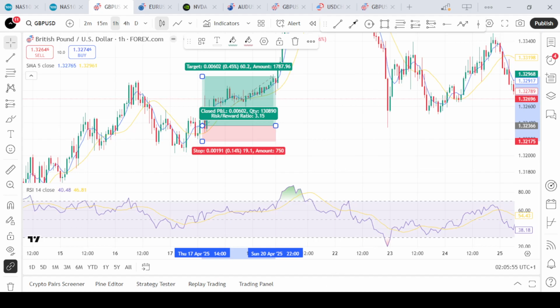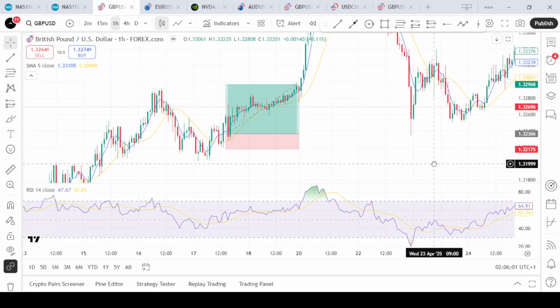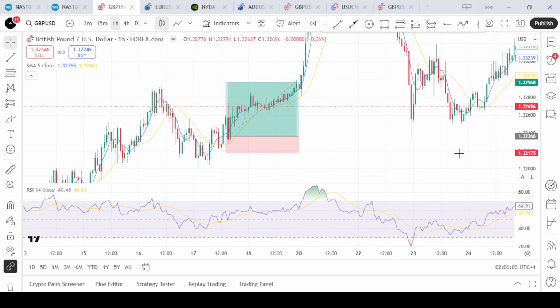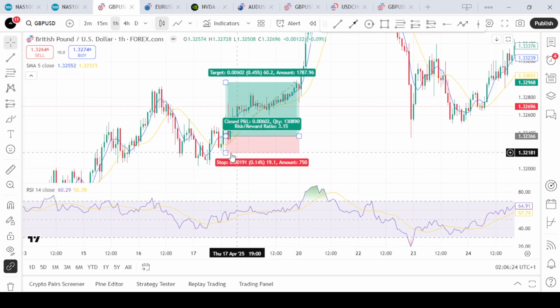Step 7 is to always monitor for fake signals. To avoid fake signals, you have to monitor the strength of the crossover. A strong crossover happens when price moves decisively above the simple moving average and is more reliable than a weak crossover, where the price barely touches the simple moving average. Additionally, you can also use your volume indicator to confirm the strength of the trend.